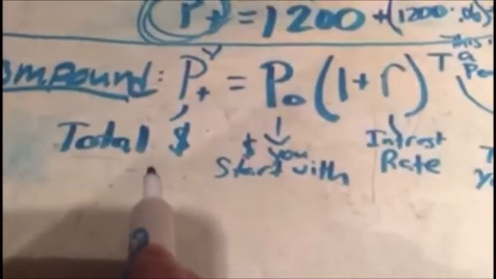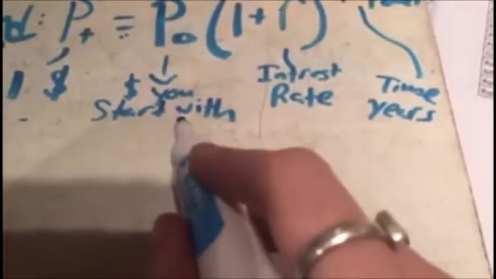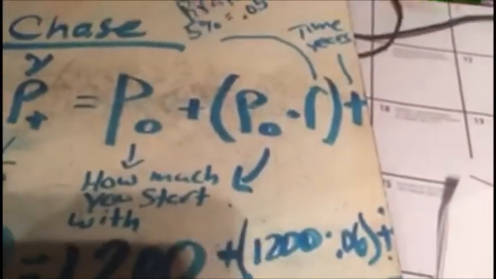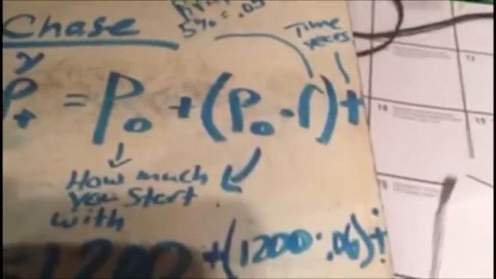So we have the same thing. We always start with our PT or our Y. So that total amount of money that you're going to have in your bank account is going to be equal to that PO, or that initial amount of money that you're starting with. So in Chase's equation, he started with the 1,200. But instead of adding like we did in simple interest, we're going to have to multiply it by 1 plus our rate of change.